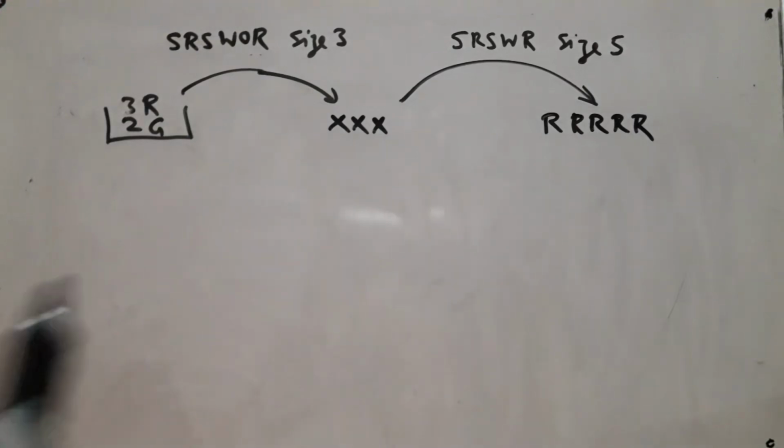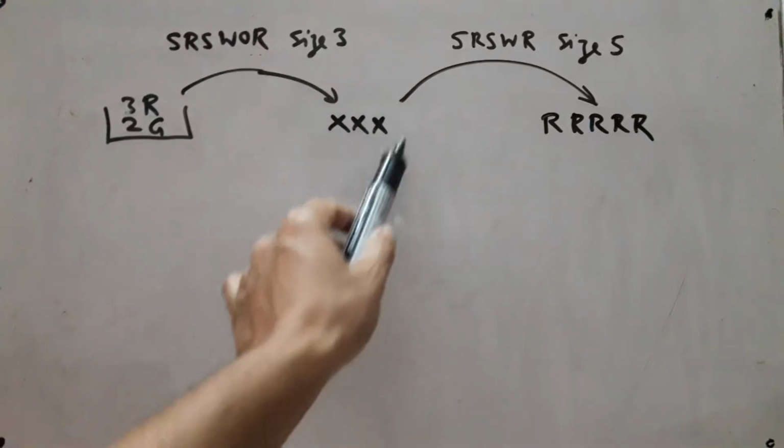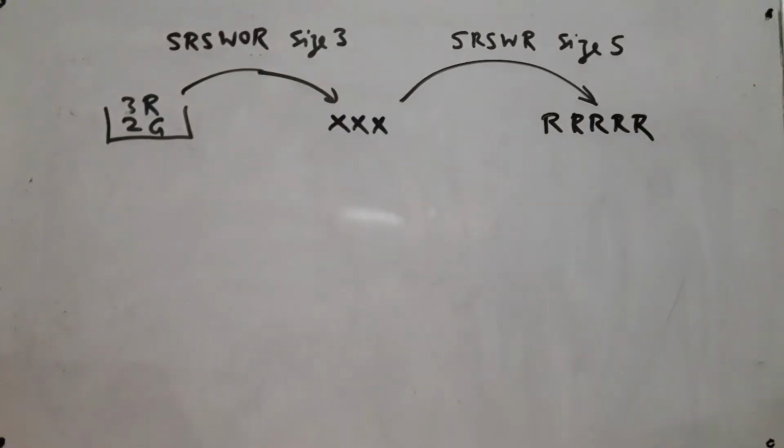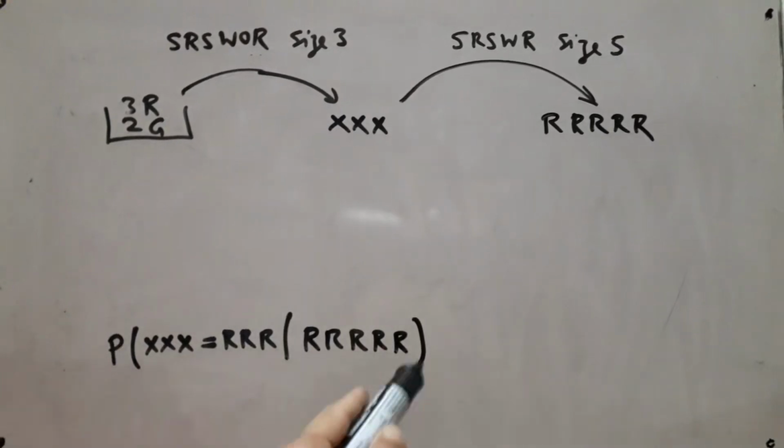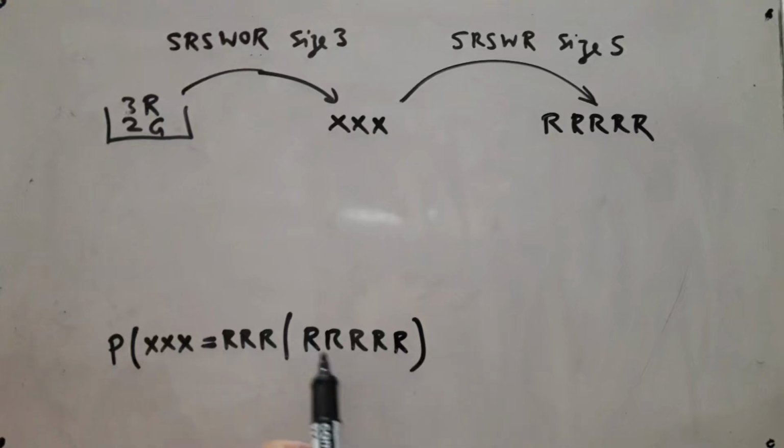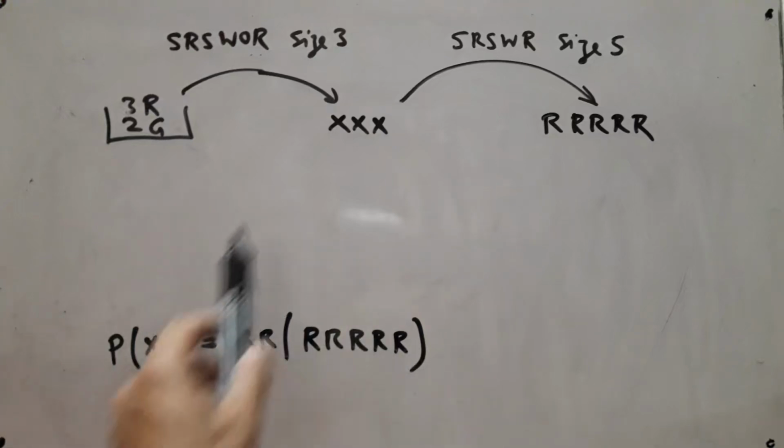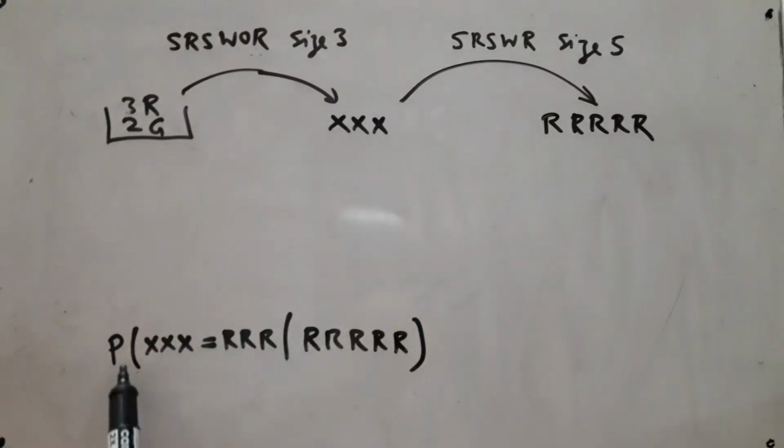I have not told you what you got after the first stage. I am telling you what you got after the second stage. Now my question is, what is the chance that all these balls were actually red? So symbolically I am interested in this conditional probability: given that in the second stage I have got all R's, what is the probability that after the first step all these X's were actually R's?